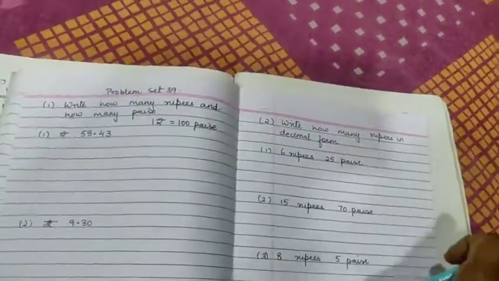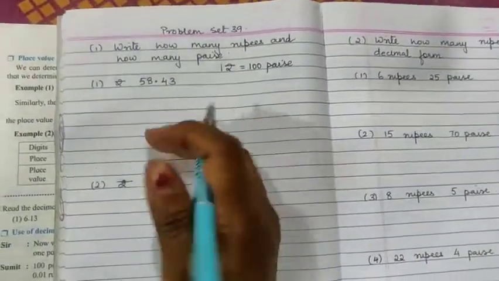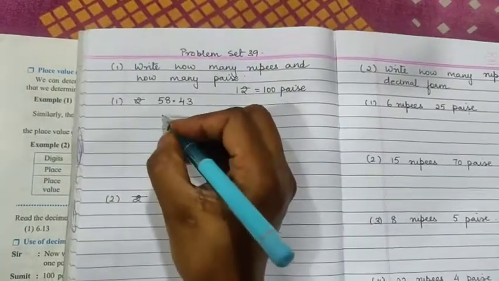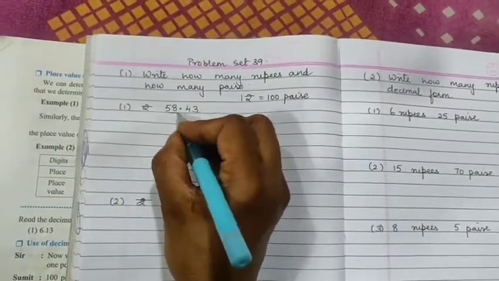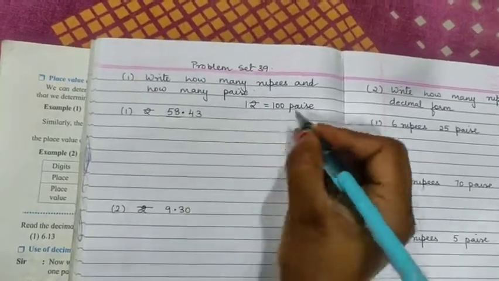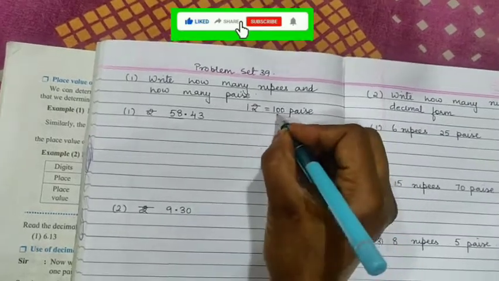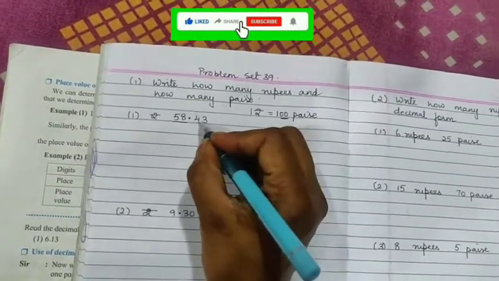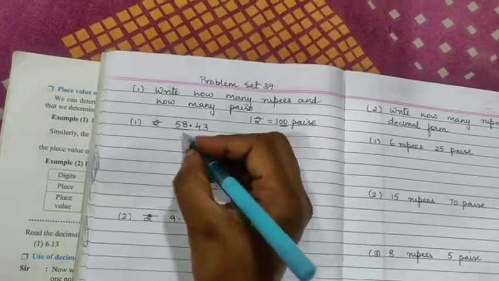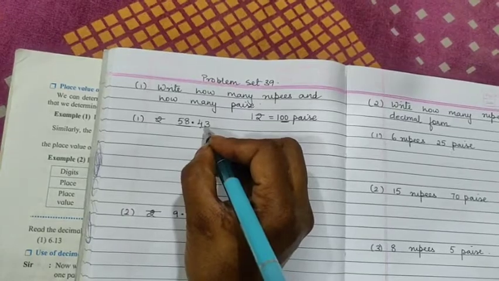Now let us solve. I have written all the questions in my maths notebook. So always remember 1 rupee is equal to 100 paise. So how are you going to write this? See, after the point we should always have two numbers. Because see here there are 2 numbers, no? So here also after the point there should be 2 numbers. So this is the value of rupees and this is the value of paise.